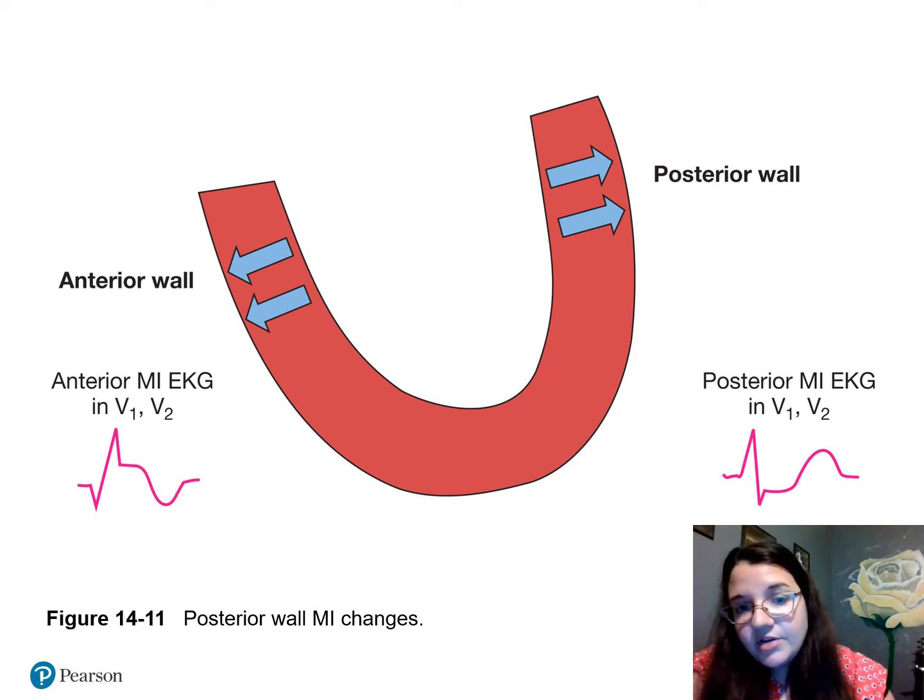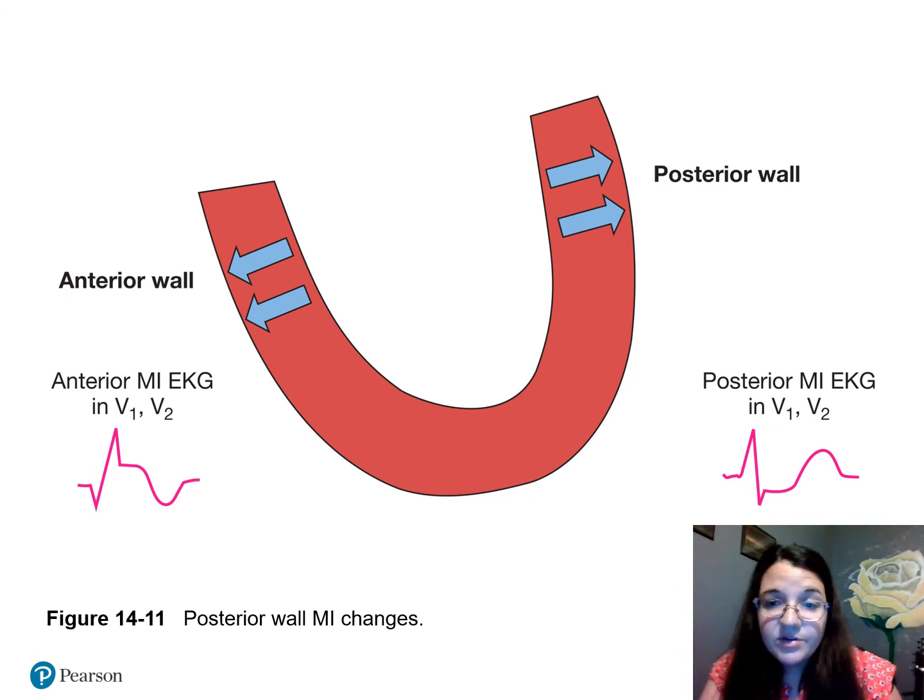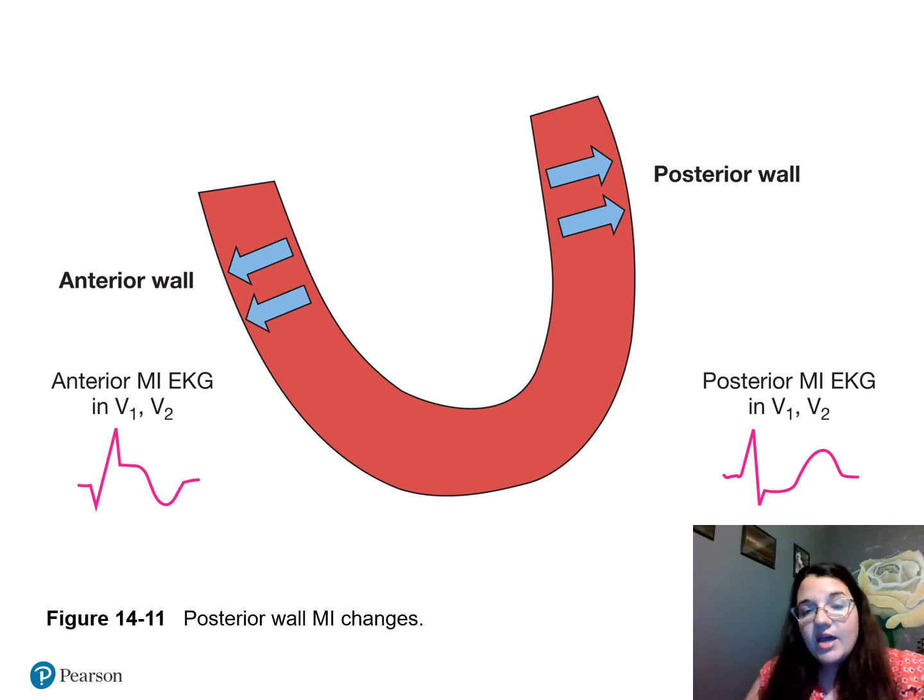For my anterior, if I'm looking at my anterior wall, notice I have ST elevation and my T is depressed and my Q is wide. I'm having a heart attack. And look at posterior. My ST is depressed and my T wave is positive. Posterior MI.